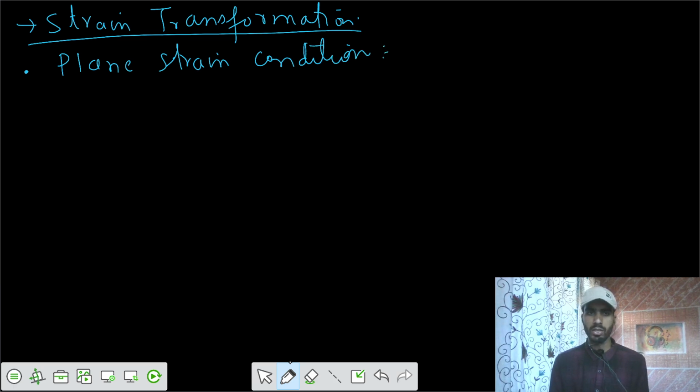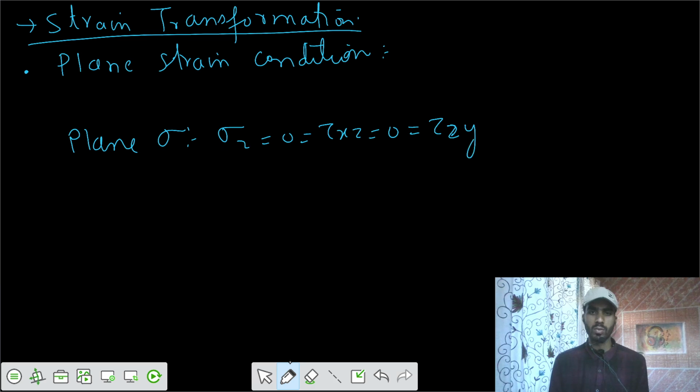Till now we studied the plane stress condition. In the plane stress condition we said I want sigma z to be 0, I want tau xz to be 0, and I want tau zy also to be 0. That means I don't want any stress out of the plane xy. So this was our must goal. We had to ensure that this won't be there. This should be 0. This was the must condition.